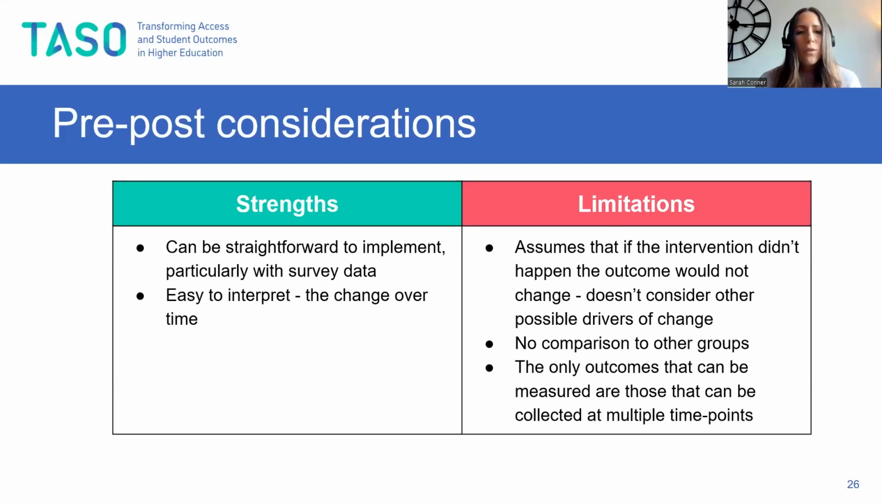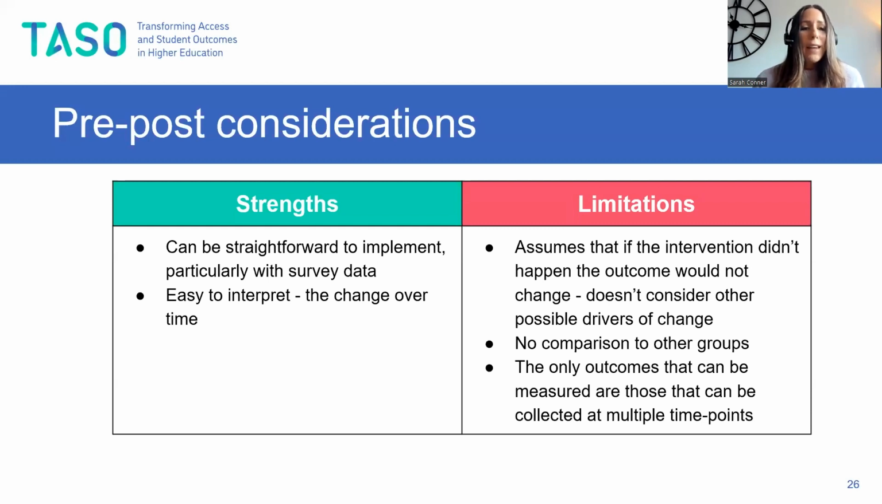So that obvious limitation there: it assumes that if the intervention didn't happen, then those English test scores wouldn't change. So it doesn't consider any other possible drivers of change, or the fact that the change could have occurred naturally over time anyway. And that's because you're not comparing to other groups. So you don't have a comparison to pupils that didn't take part in the intervention, for example.